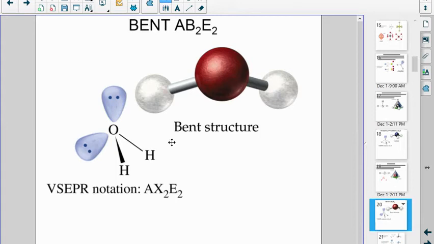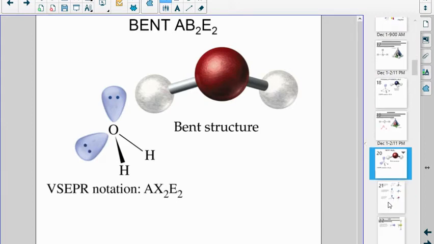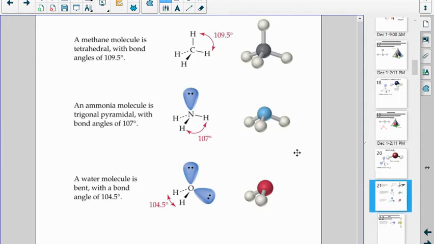Without those lone pairs, they would get as far away from each other as possible. It would be 180, but we have lone pairs, so we end up with a bent shape. This is, again, why it's so important to draw the Lewis structure correctly so that we can figure out the shape correctly. So these 3, we can picture are all in the same family. They all have electrons coming off in 4 directions. A lone pair is still a direction. A bonding pair is still a direction.